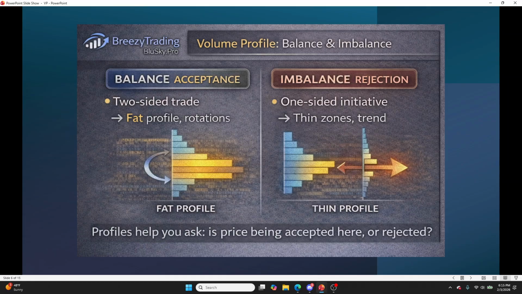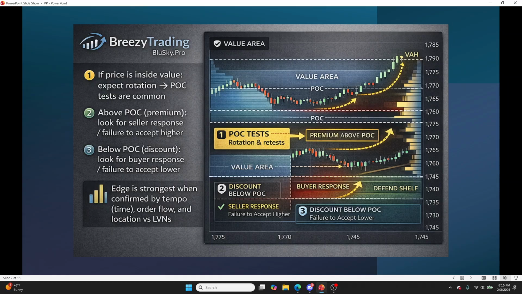When you're in that imbalanced state, it is a one-sided initiative that typically creates the trend. And you have to know the difference between the two, because if you are trying to scale into that imbalanced state and you're over leveraged in that position, that is where people are really, really going to get hurt. So profiles help you ask, is price being accepted here or rejected? And it's really going to separate the two to know when you should be in a trade and when you should not be in a trade. You hear me lean on those two forms of prevention to really protect you as a trader.